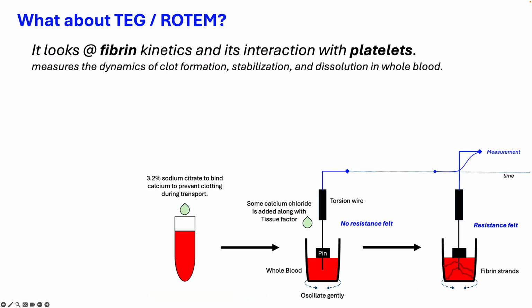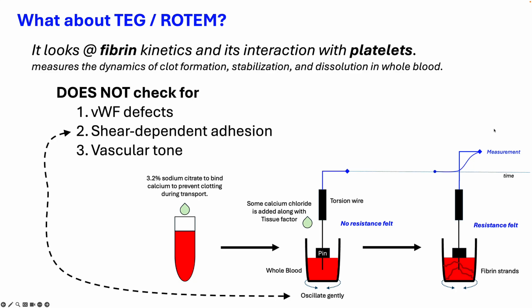What about using TEG or ROTEM to evaluate for platelet function? Now TEG and ROTEM do look at platelet function, but they look at its interaction with fibrin and not with von Willebrand factor. If you remember in TEG, you put a pin in the whole blood and oscillate it gently and wait for the fibrin strands to form. This does not check for the shear dependence adhesion of platelets.